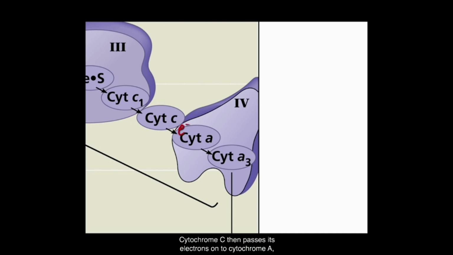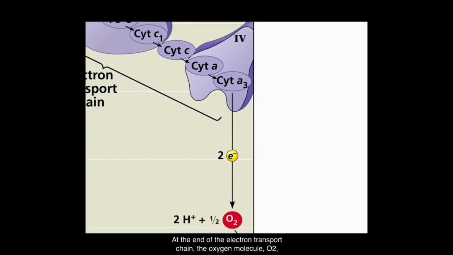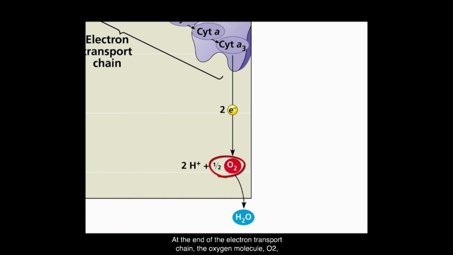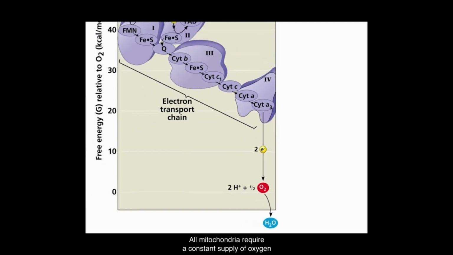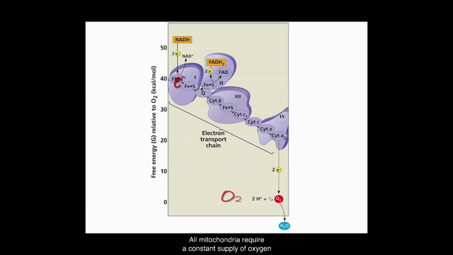Cytochrome C then passes its electrons onto cytochrome A, which passes them on to cytochrome A3. At the end of the electron transport chain, the oxygen molecule O2 is the final electron acceptor of all of the past electrons. Once an oxygen atom in O2 has gained 2 electrons, it picks up 2 protons from the solution in the mitochondrion and becomes water. All mitochondria require a constant supply of oxygen in order to keep electrons moving along the electron transport chains.